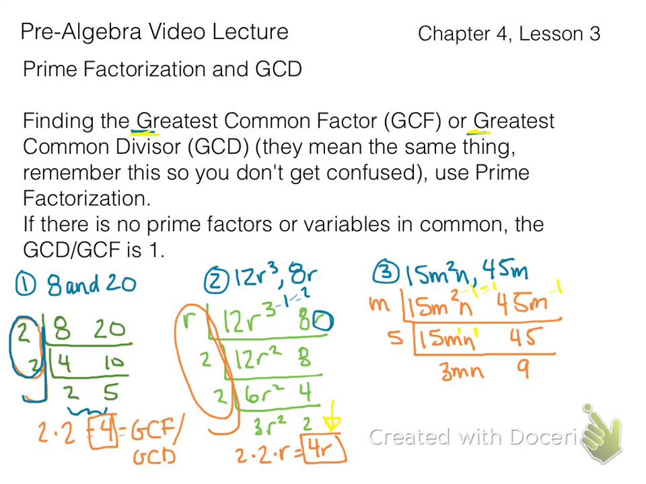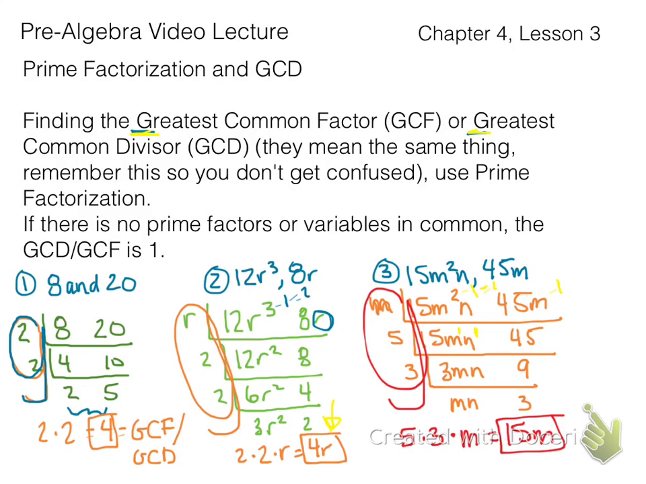Well, you guessed it, a 5. 5 goes into 15 3 times. The m and the n are still there because I didn't divide by them. And 5 goes into 45 9 times. There is still another prime number that goes into 3mn and 9. That would be 3. So we're going to divide by 3, and we're going to get an mn at the end and a 3. But since they have nothing in common, I can't go any further. So I'm going to make a GCF around m, 5, 3, multiply them together, and I get 15m.